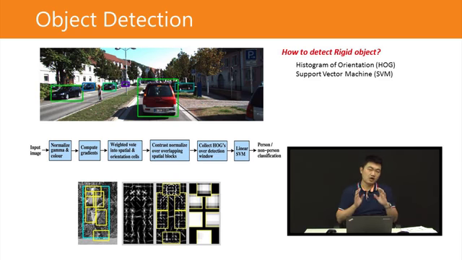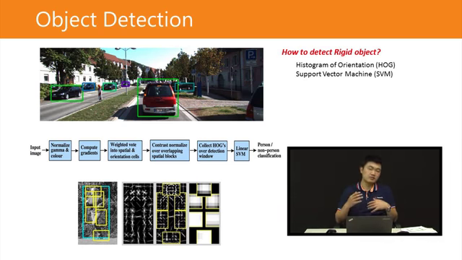So we use the HOG, H-O-G, for feature extraction. Then we do some more processing. After that, we do a classification problem using the support vector machine, SVM, such that we can determine whether it's a car or not. So you can see the pipeline here on the slide.